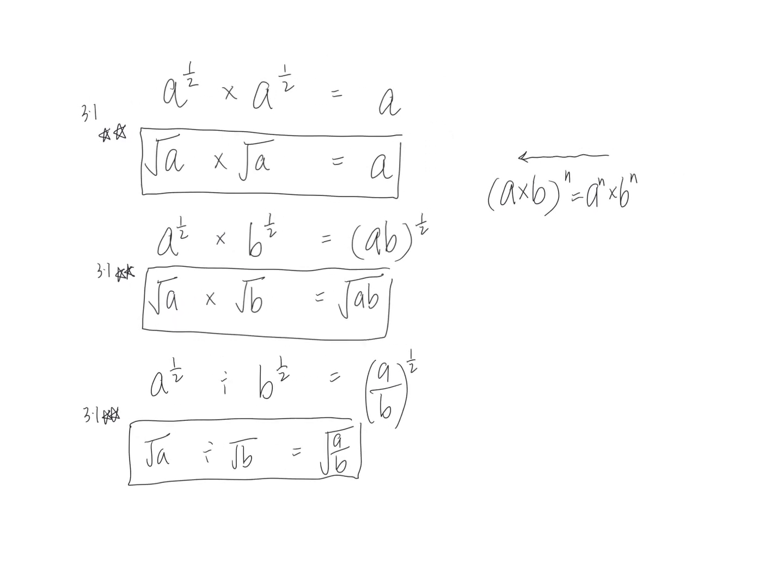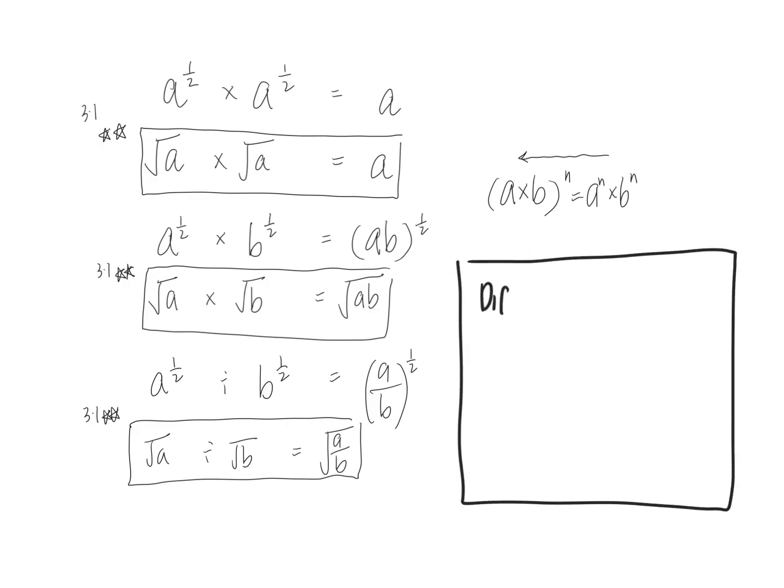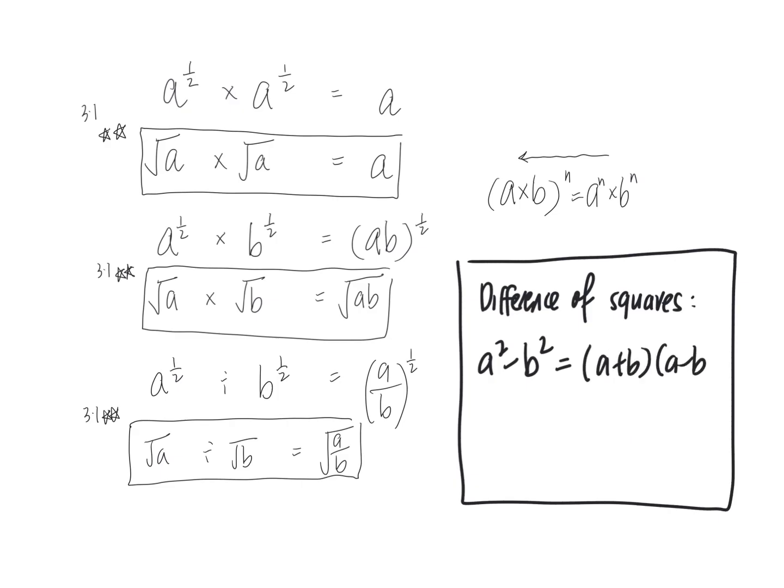Okay, one more thing that is important for indices is this difference of squares property you learn in Sec 2. Okay, if you all can still remember, a square minus b square is a plus b, a minus b.